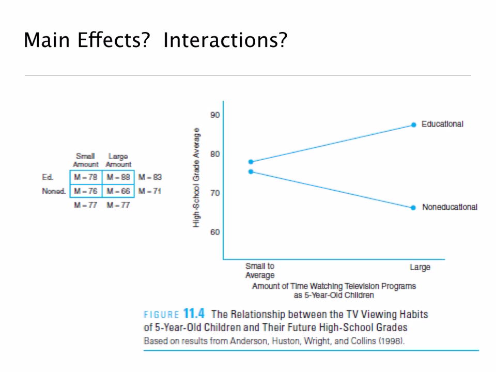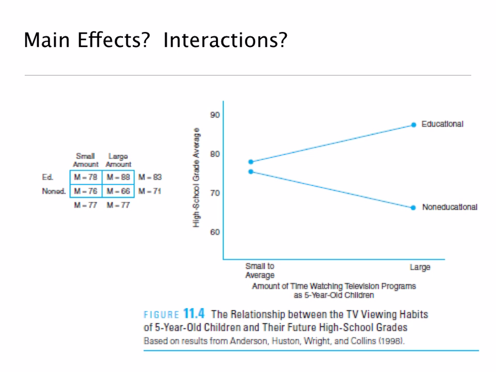Here's another example. This is a study that's looking at the relationship between the TV viewing habits of 5-year-old children, and then the dependent variable is their future high school grades. And the two independent variables that they looked at was the amount of time that 5-year-old children spent watching TV. That was one independent variable, either small to average amounts or large amounts of time.